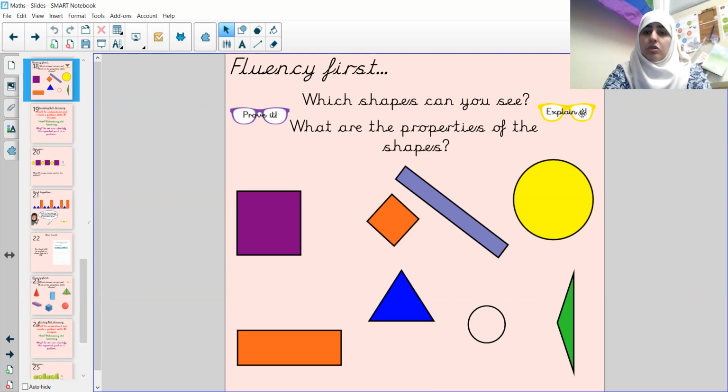You might want to use your explain it glasses. You might want to explain that to a friend if you're in school, or you can explain it to your mummies and daddies, and you can prove it by pointing at the shapes that you are explaining. I'll give you a couple of minutes to do that.